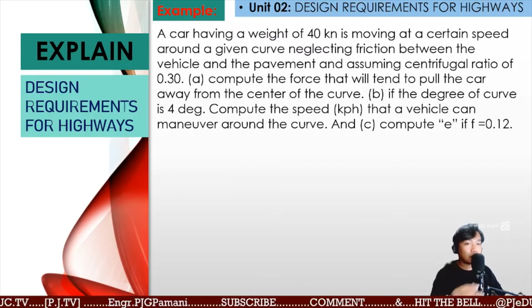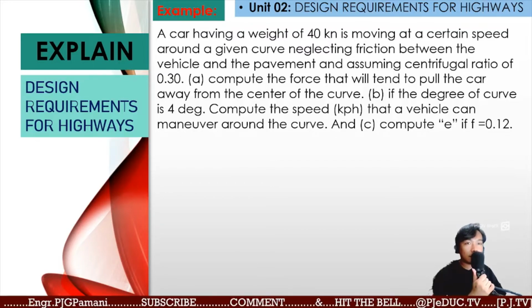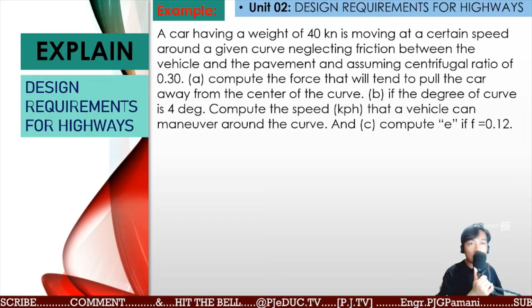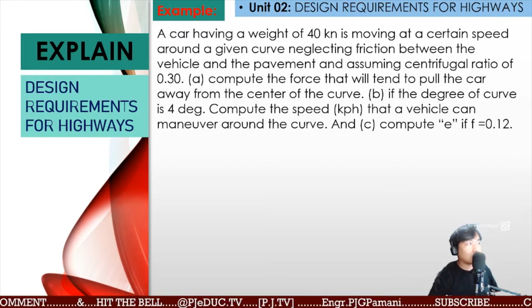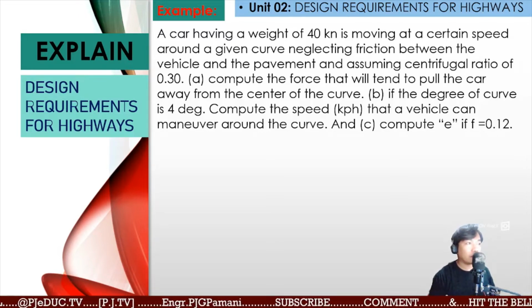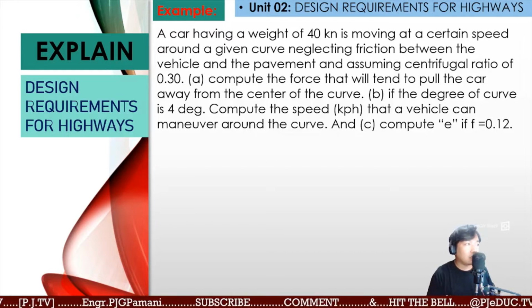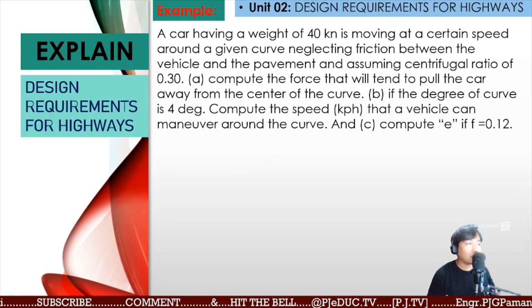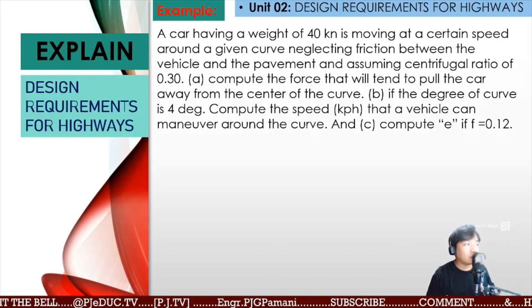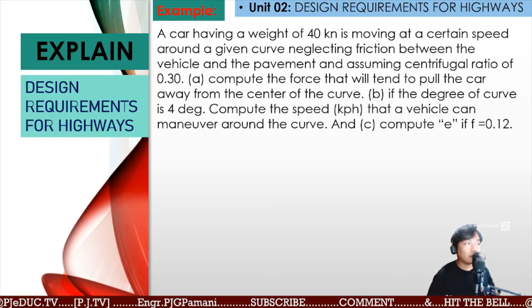We have here another example for design requirements of highways. A car having a weight of 40 kilonewton is moving at a certain speed around a given curve, neglecting friction. So tanggalin na natin friction between the vehicle and the pavement, and assuming a centrifugal ratio of 0.30. So meron tayong centrifugal ratio, V squared over GR, is 0.30. Compute the force that will tend to pull the car away from the center of the curve.